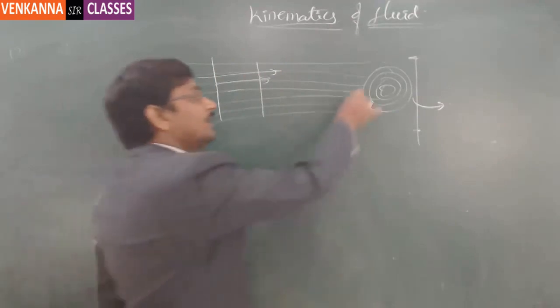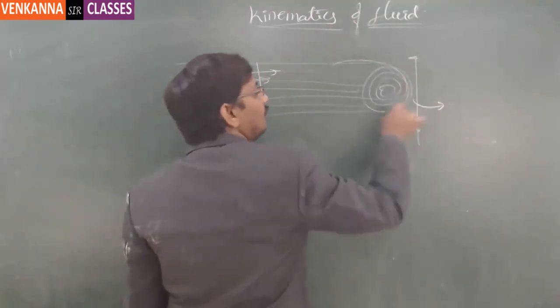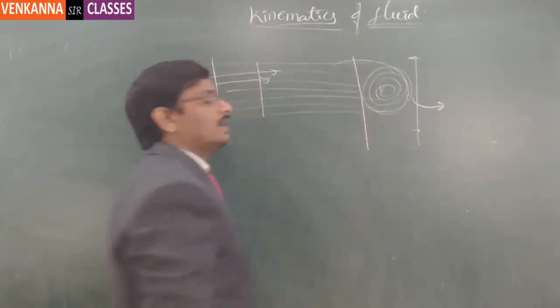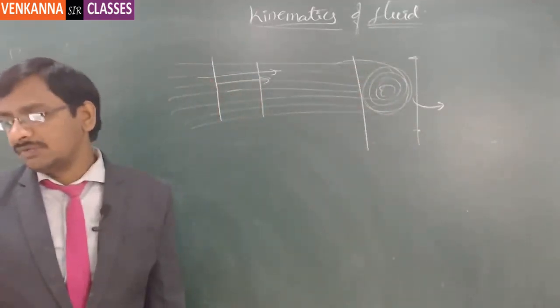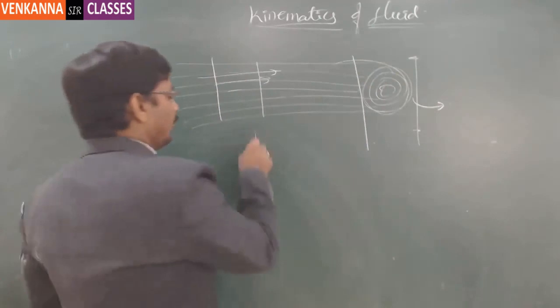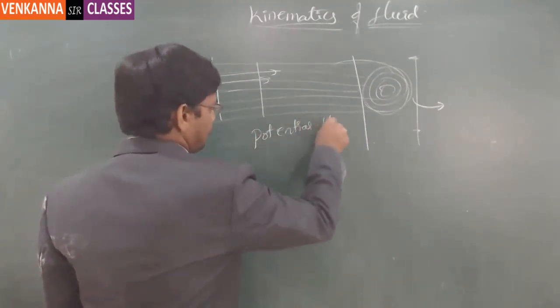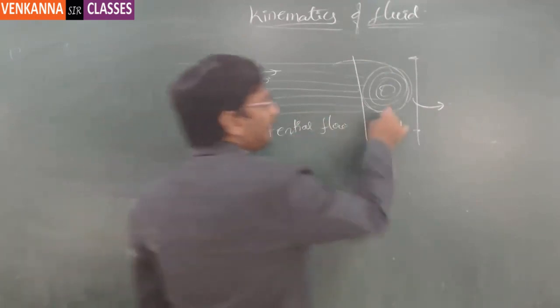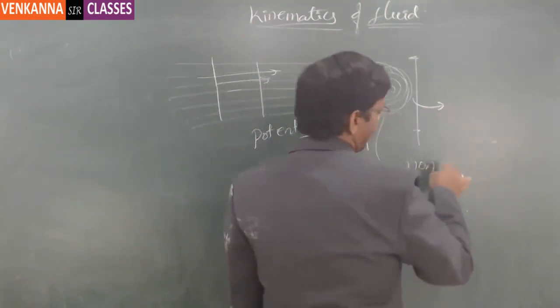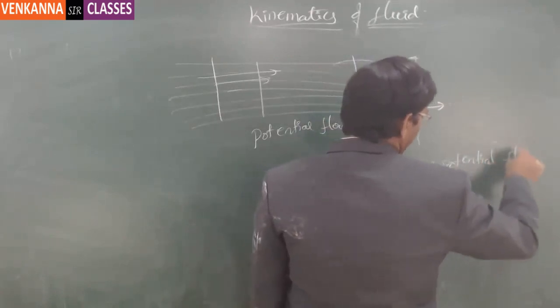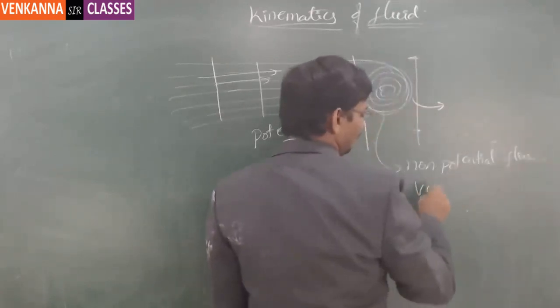Now the moment it comes here, this fluid will come and rotate like this. Till this point you can analyze it as if it is the potential flow, right? So till this point only the potential flow. And here non-potential flow. And this is named vortex flow.